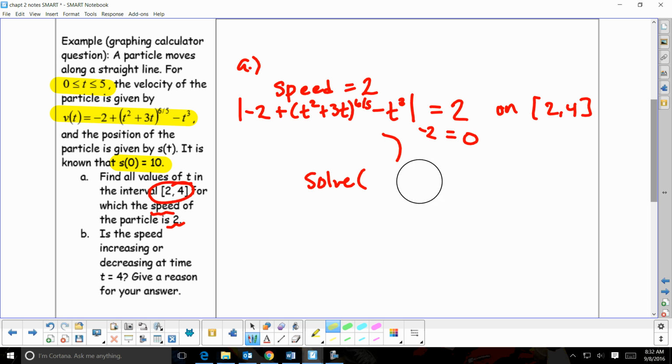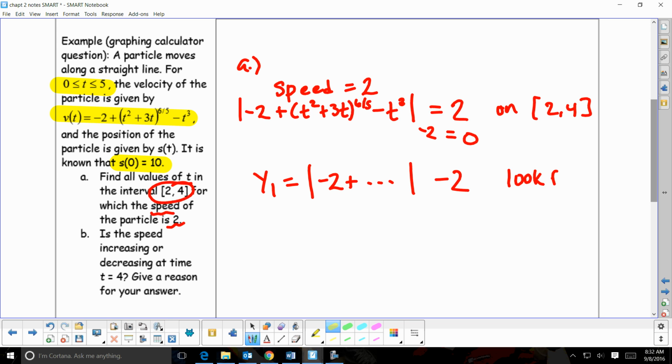Okay? Personally, though, I really like graphing, so I would put in y1 the absolute value of all of that stuff minus 2, and I'd look for the zeros in this interval. To me, I think that's the quickest way. You guys all know how to find absolute value. Go to your catalog. Catalog's probably the easiest way.